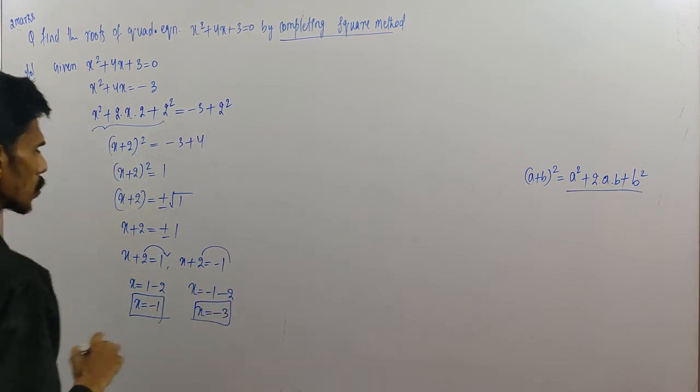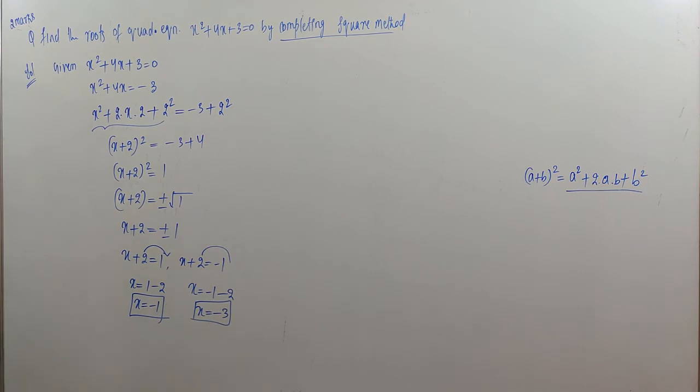We have these two roots. This is the completing square method. We have to make a square on either side.